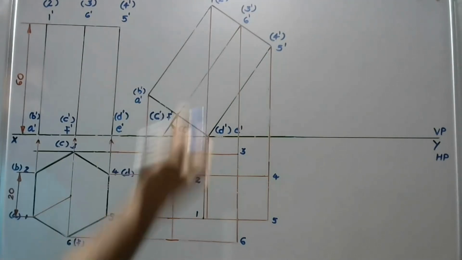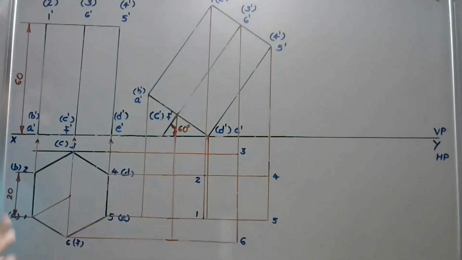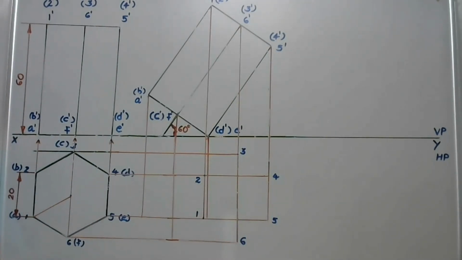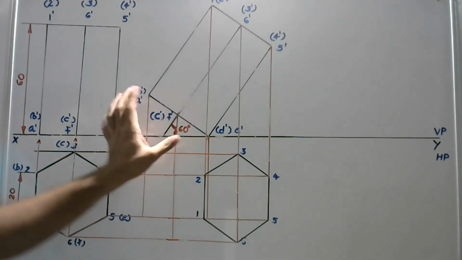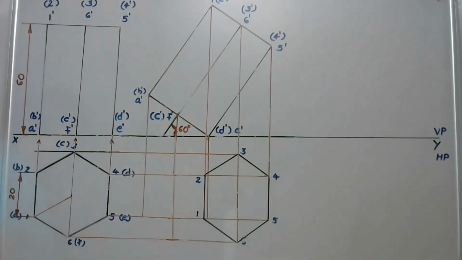So in the top view direction, 1, 2, 3, 4, 5, 6 is completely visible. So join 1, 2, 3, 4, 5, 6 using thick lines, visible thick lines. After joining 1, 2, 3, 4, 5, 6, we got the hexagonal top surface. Similarly, find out the bottom hexagonal part.